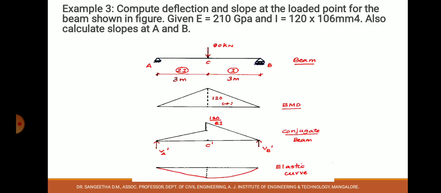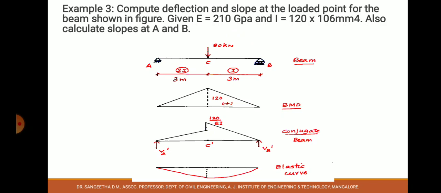So AB is a beam. In the AC span, the cross section is 2I and in the BC span, the cross section is I. First I will draw the bending moment diagram, then I will incorporate the factors I and 2I. When the beam is subjected to the loading of 80 kilonewton, what is the bending moment diagram? 80 into 3. Here there is a point load.